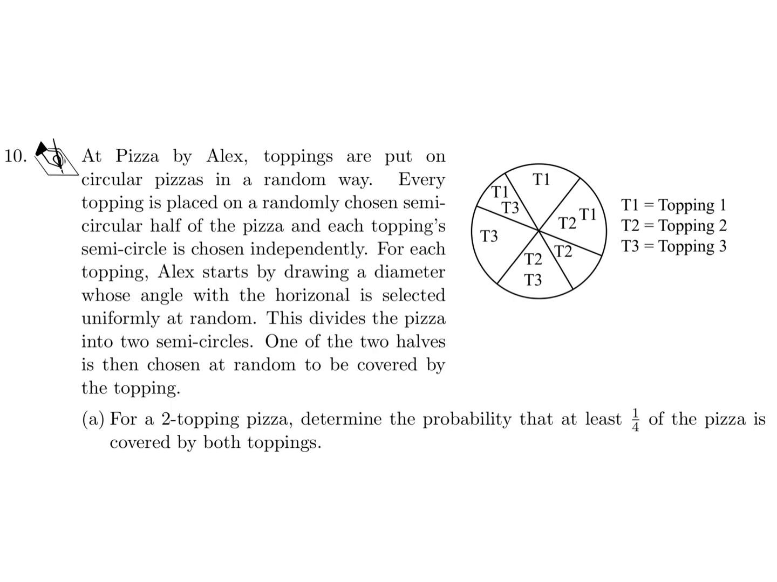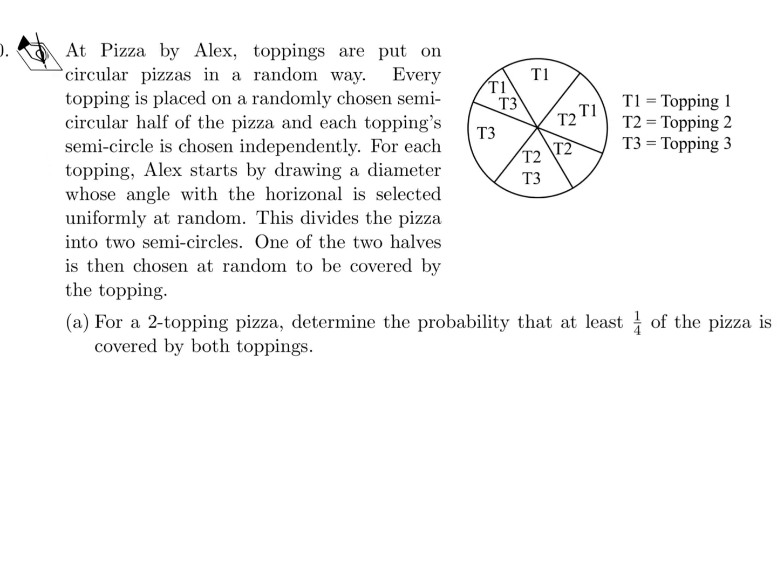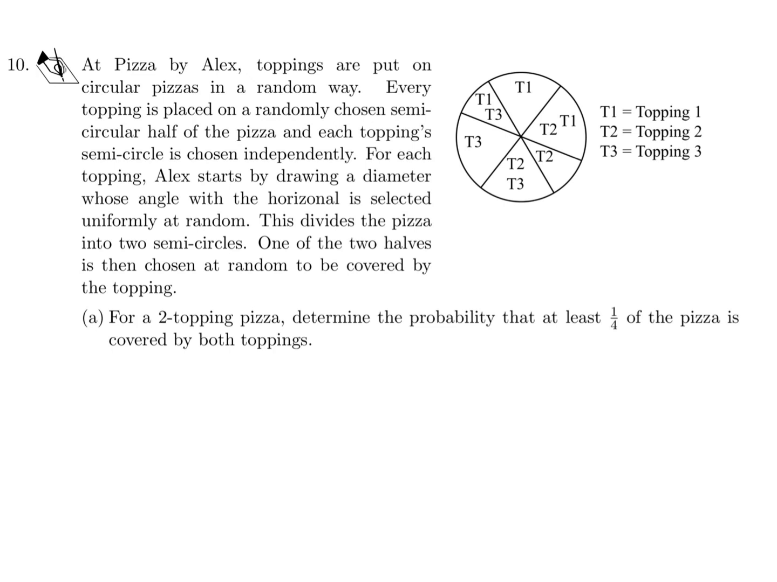At Pizza by Alex, toppings are put on circular pizzas in a random way. Every topping is placed on a randomly chosen semicircular half of the pizza, and each topping's semicircle is chosen independently. For each topping, Alex starts by drawing a diameter whose angle with the horizontal is selected uniformly at random. This divides the pizza into two semicircles. One of the two halves is then chosen at random to be covered by the topping. For a two-topping pizza, determine the probability that at least 1/4 of the pizza is covered by both toppings.